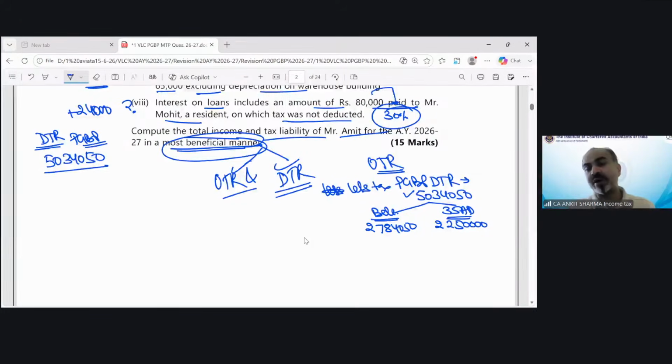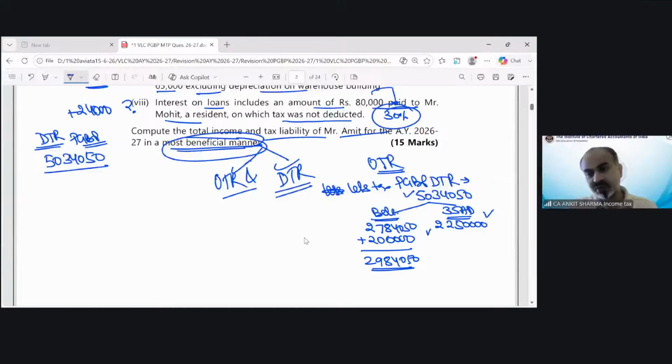we have claimed 2 lakh rupees depreciation. So the depreciation will not be allowed now and it is going to be added back. 2 lakh rupees is going to be added back. So the normal PGBP income except the warehousing would be 29,84,050. Now we have to calculate separately the income under section 35AD.